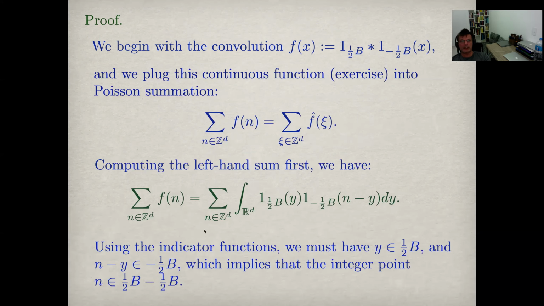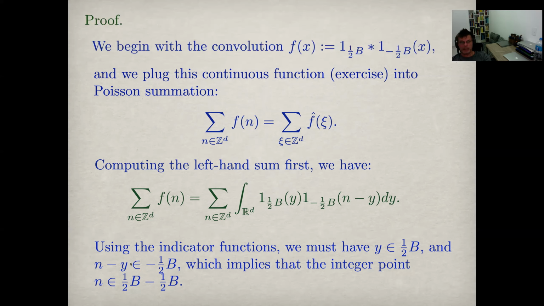And we want to take, of course, now the Fourier transform of the summand to really apply Poisson summation. So far, this is the definition of f hat of n. And using indicator functions, we just stare at this integral for the moment, and we notice that y must be in 1/2 B, and n minus y must be in minus 1/2 B.